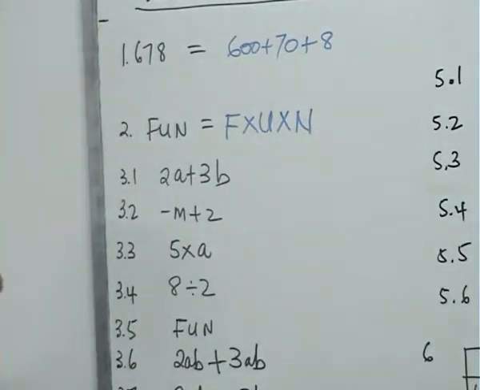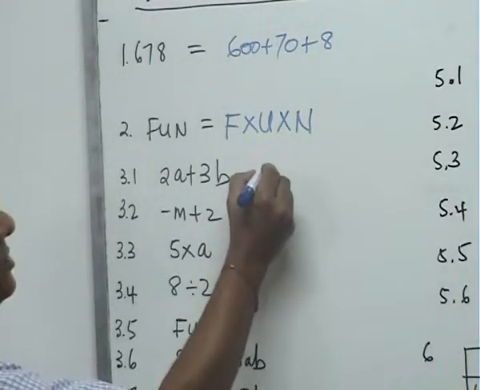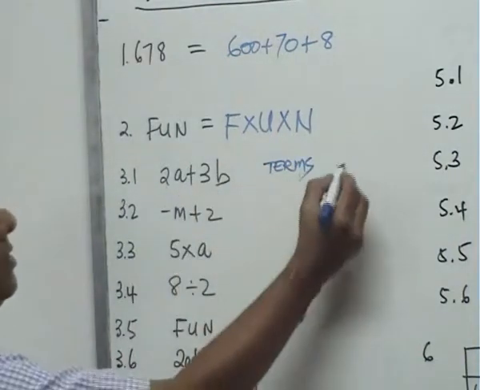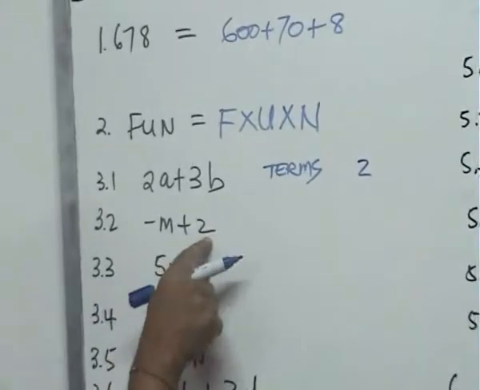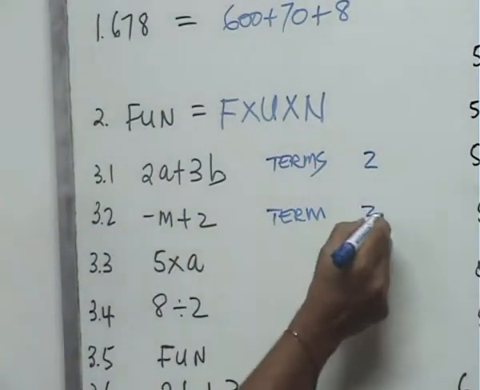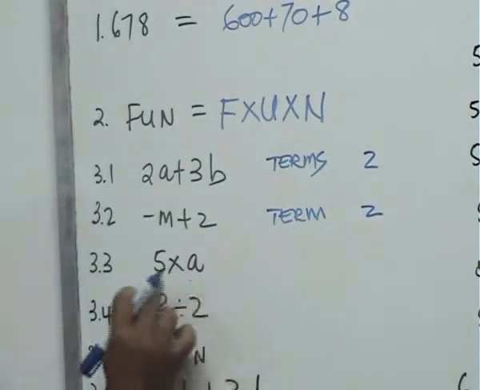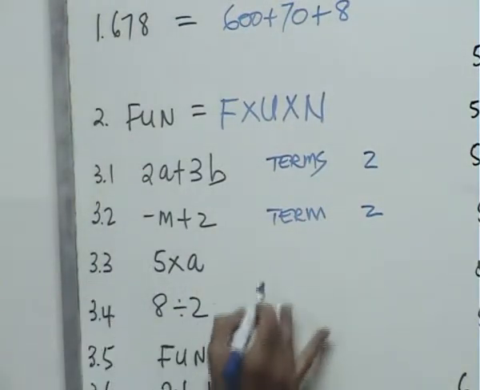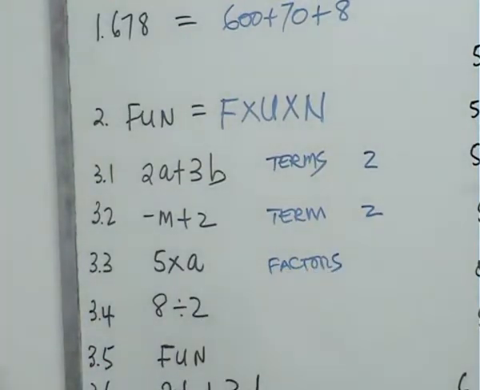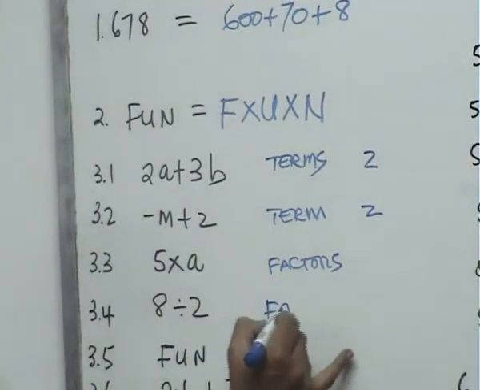Right, number three, you had to say whether these were showing terms or factors. So this is showing terms. In fact, it is showing two terms. This is showing terms. And in fact, it is showing two terms. This is separated by a multiplication sign. Therefore, it is showing factors. And 3.4, it's separated by a division sign. So this is showing factors.